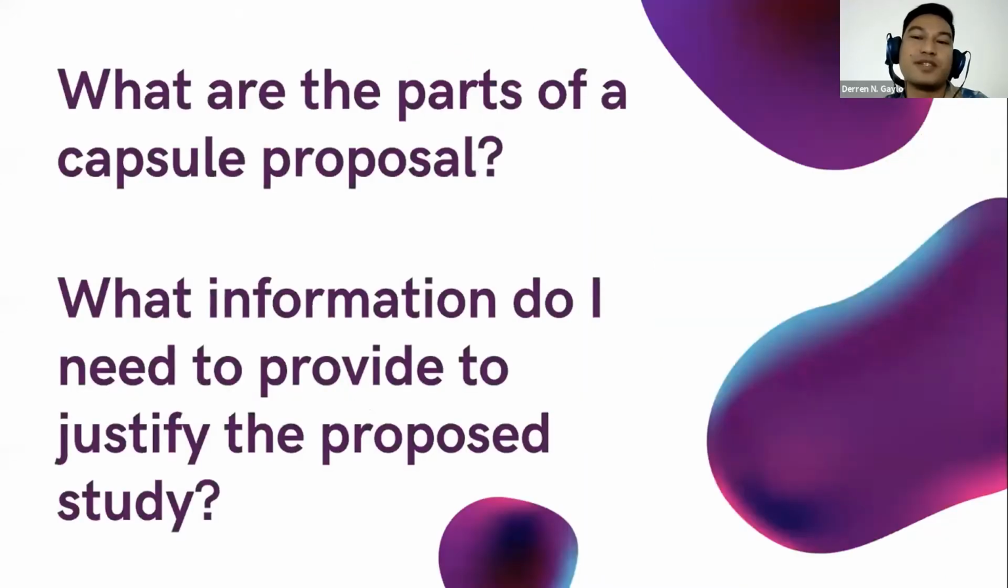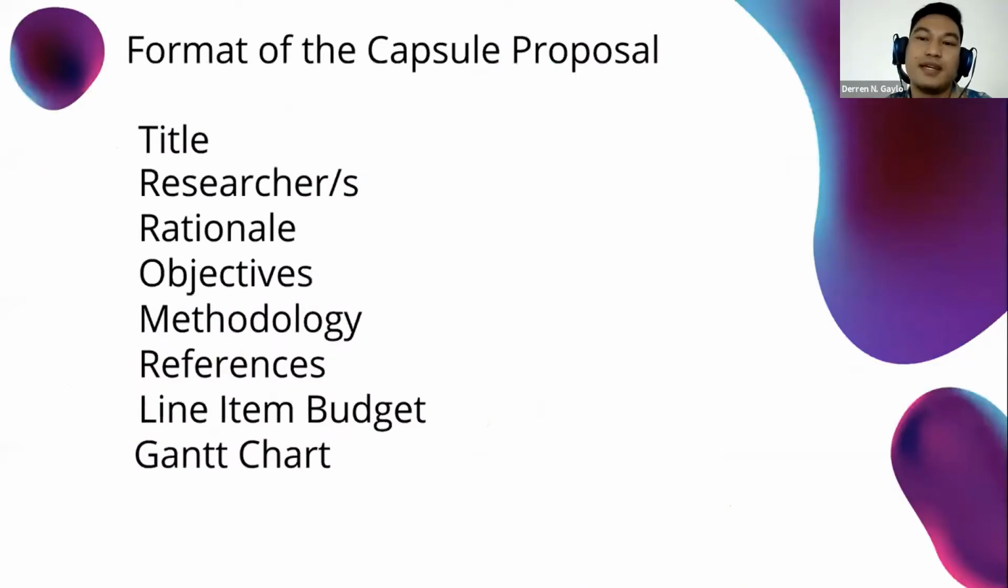But here are some questions that we need to answer with this talk. The first is, what are the parts of a capsule proposal? And then what information do I need to provide to justify the proposed study? So let's start with the parts of a capsule proposal. This is a university format for writing capsule proposals. We could also have a little bit of tweaking on this, but we could also have it this way.